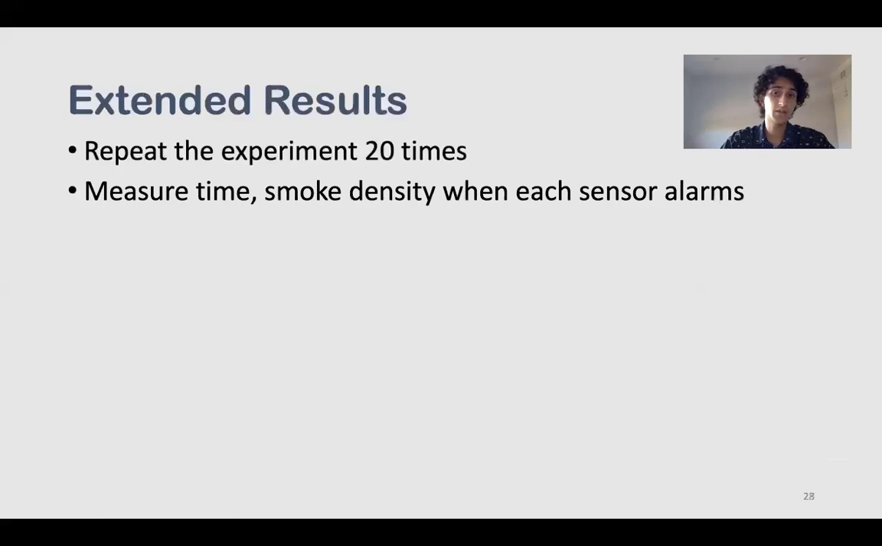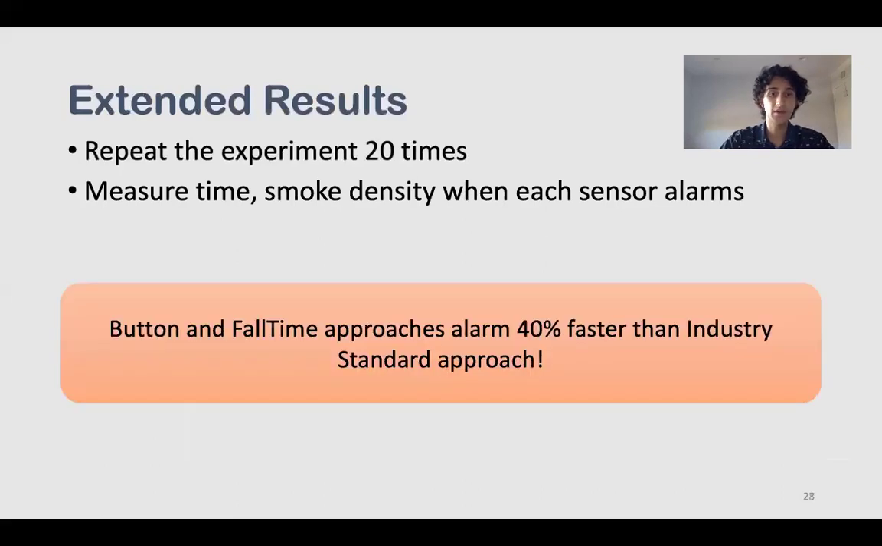To extend these results a little bit, we repeat this type of experiment 20 times and measure the time and the smoke density when each smoke detector alarms. And we find that the button and FallTime approaches alarm 40% faster than the industry standard approach, which represents a great improvement in terms of fire safety.